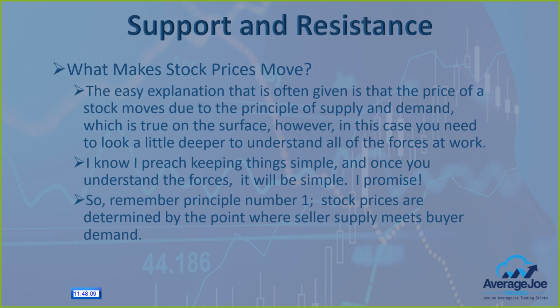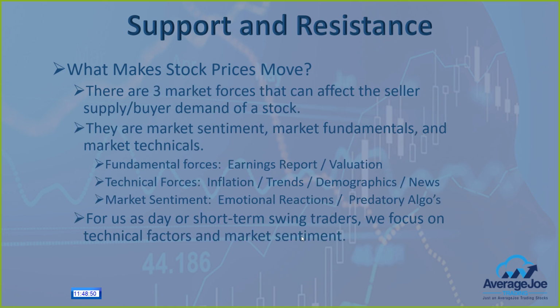So just remember, principle number 1. Stock prices are determined by the point where seller supply meets buyer demand. And it doesn't have to make sense all the time. So when it starts to not make sense, then you automatically know what's happening, and you can make the choice of, do I understand what's happening here? Let me get on the right side, or I don't like what's happening here and I'm not going to trade at this point. So you have those two decisions to make, and it all depends on where you are in your trading career.